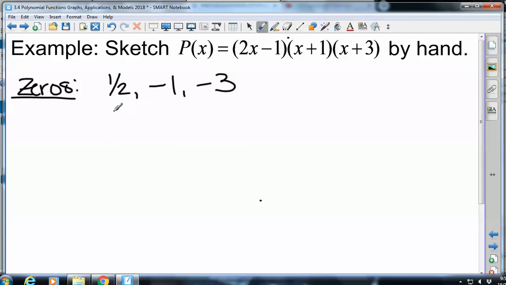The next question I'm going to ask, does your graph bounce or go through with each of those? So they all have a multiplicity of 1. 1 is odd, so what's the graph going to do? Go through. So I just usually list them underneath them.